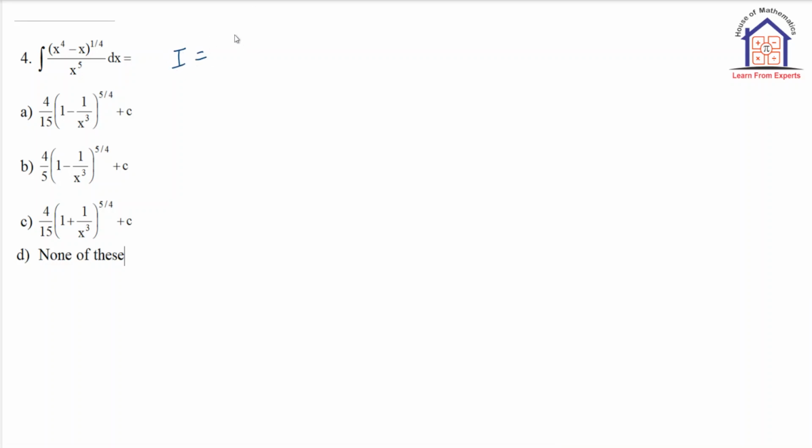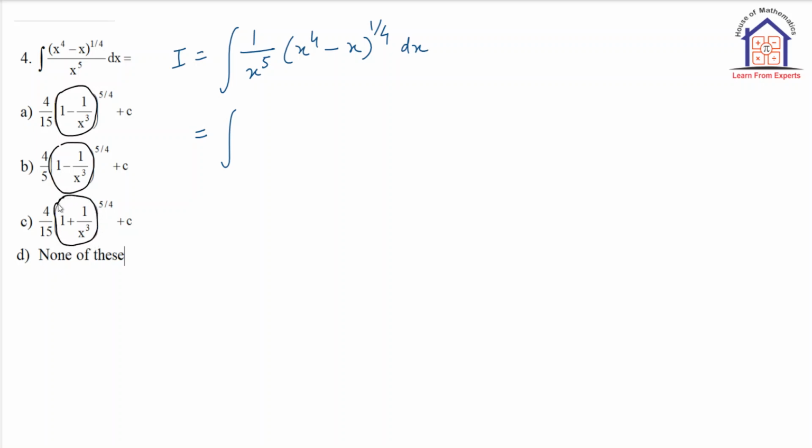The given integral I is integration of 1 by x to the power 5 into x raised to 4 minus x to the power 1 by 4 dx. Now see here, if we observe the options, all the options are having this term 1 minus 1 by x cube, 1 minus 1 by x cube, 1 plus 1 by x cube. So terms like this we have to bring in this integral. So how can I bring this term in this integral?